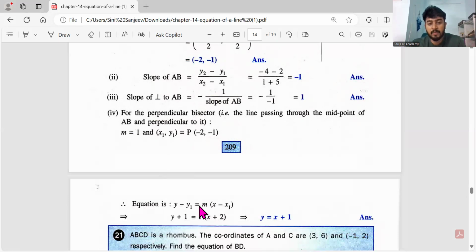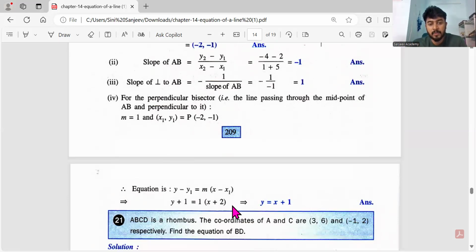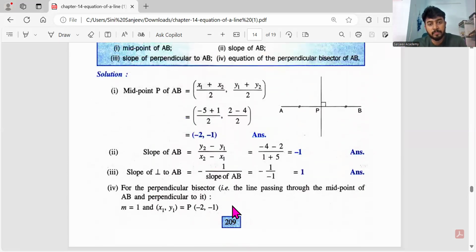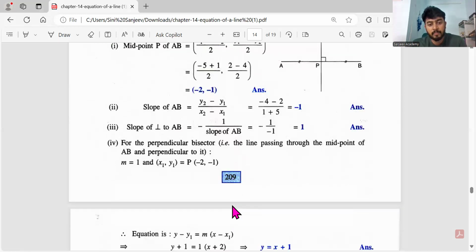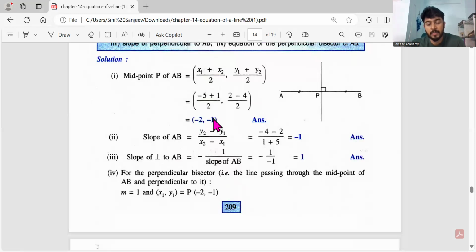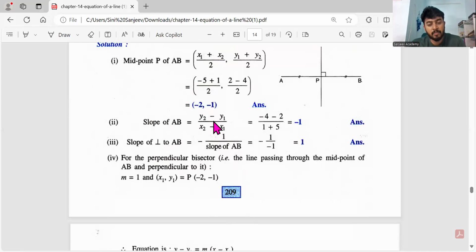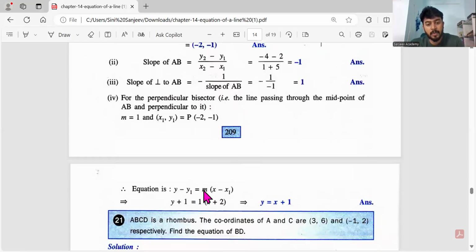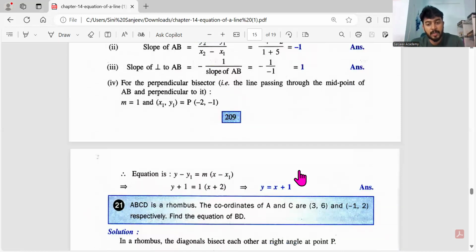Correct? So y minus y1 is equal to m into x minus x1. So what is my y1 value? If it's point P, already it's the midpoint, (-2, -1). Correct? So y minus -1, y + 1 is equal to 1 into x minus x1. So x minus -2, x + 2. So y is equal to x + 1.